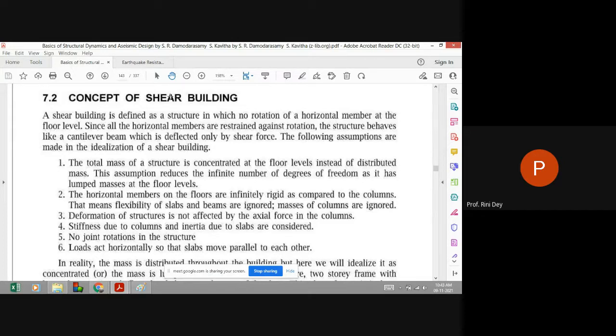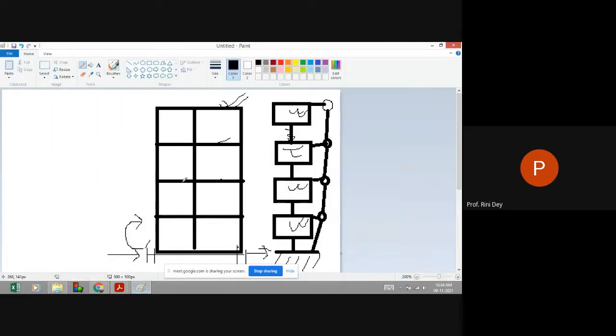If we consider distributed masses, then each individual distributed mass will have its own independent motion, right? So there will be a numerous amount of multiple degree of freedom system. That is why we consider those individual floors as lumped mass. The horizontal members on floors are infinitely rigid as compared to columns. Obviously, we consider the horizontal members as a very rigid part, and the columns as a very flexible part.